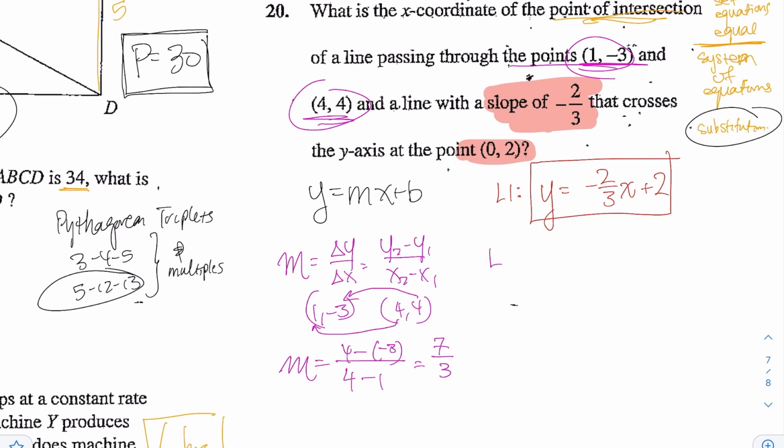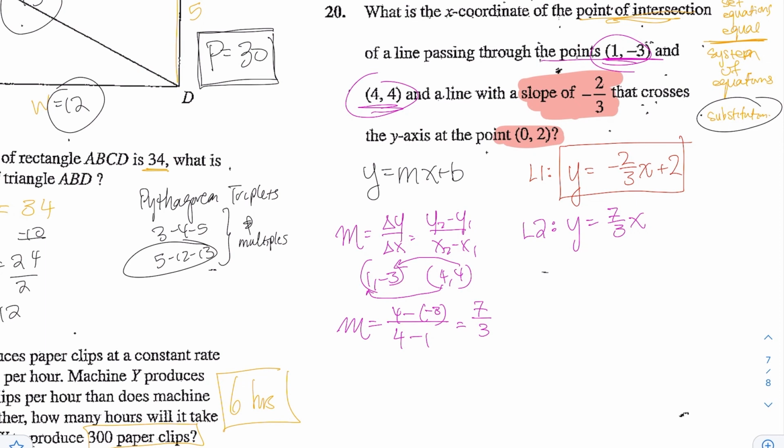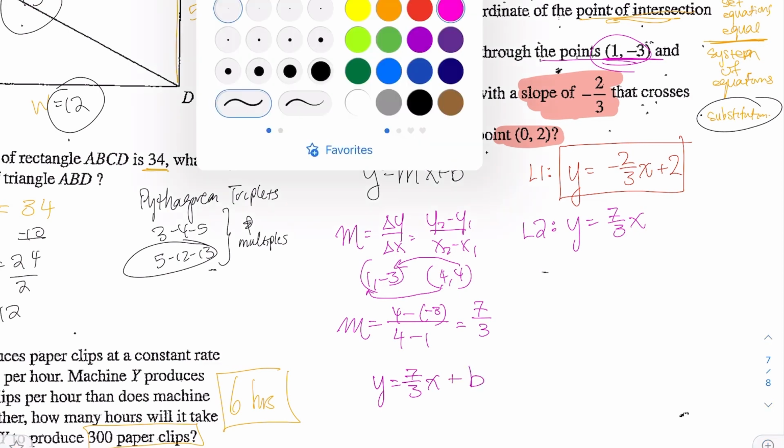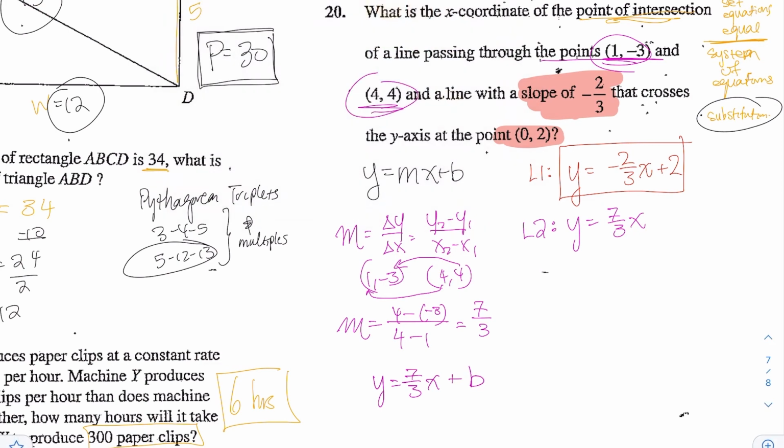So the second equation is y = 7/3 x, but you still got to find the y-intercept. So to find the y-intercept, you'll have to substitute in what you have so far, y = 7/3 x, and add some variable b. And then you would have to substitute in one of these points. So we can substitute in (4, 4), where you replace the x with 4, and the y with 4. Whoops, arrows are wrong. This is the x, this is the y. And then you can solve for b.